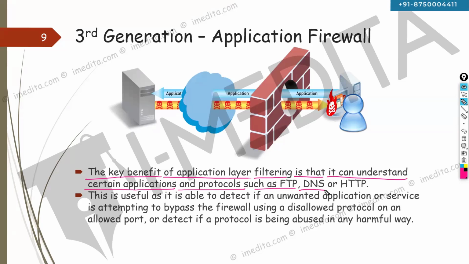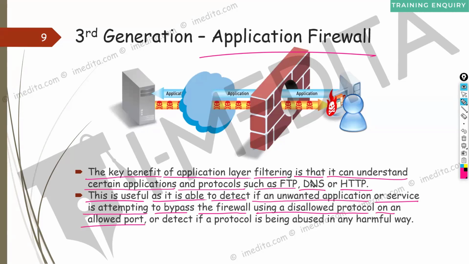Like this is FTP, this is DNS, and this is HTTP. This application firewall is useful because it is able to detect if unwanted applications or services are attempting to bypass the firewall using a disallowed protocol on an allowed port. If your torrent is going under DNS, it can detect that and block it. If your peer-to-peer traffic is going under HTTP traffic, the firewall can detect that and block that.